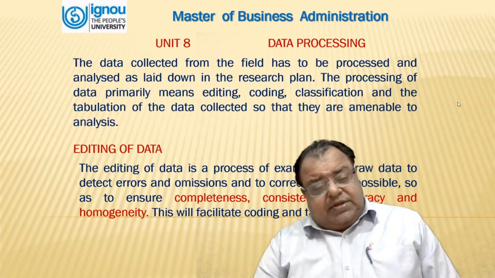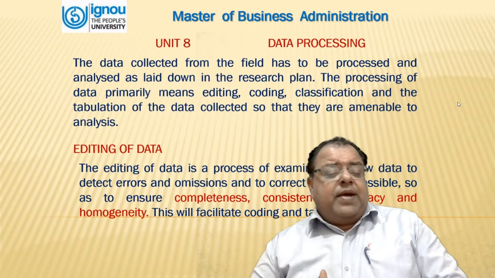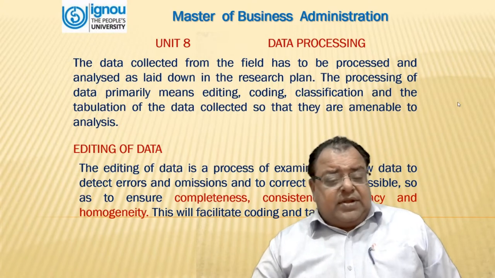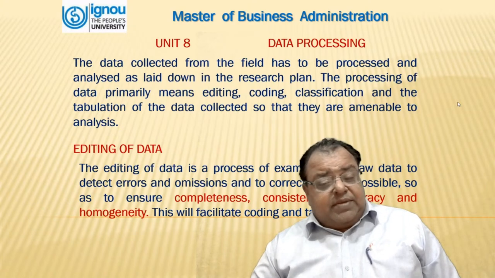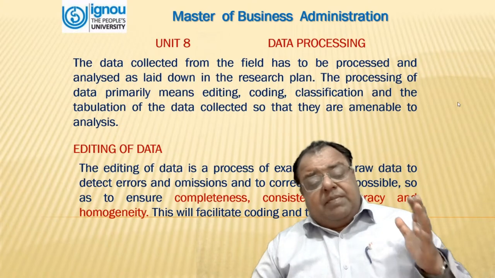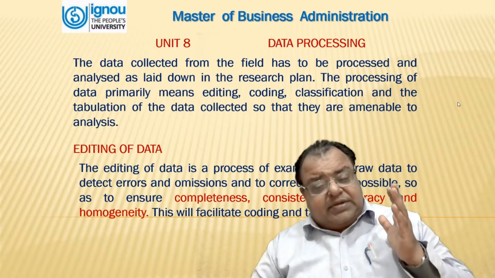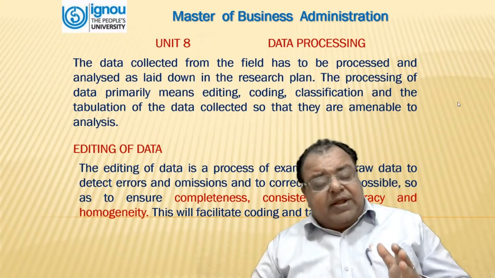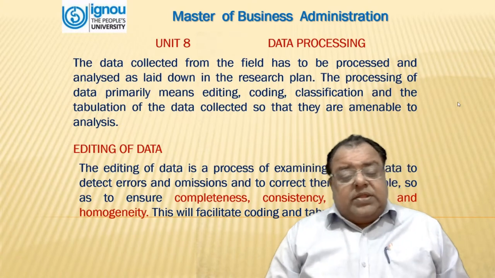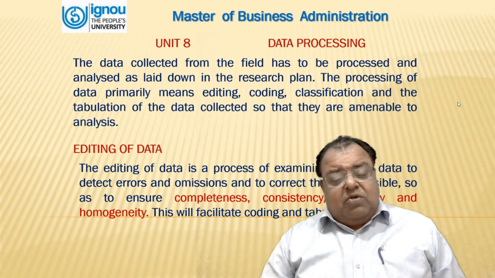amenable to analysis. Now, what is meant by editing of data? Editing of data is a process of examining the raw data to detect errors and omissions and to correct them, if possible, so as to ensure completeness, consistency, accuracy, and homogeneity. This will all facilitate coding and tabulation of the data.